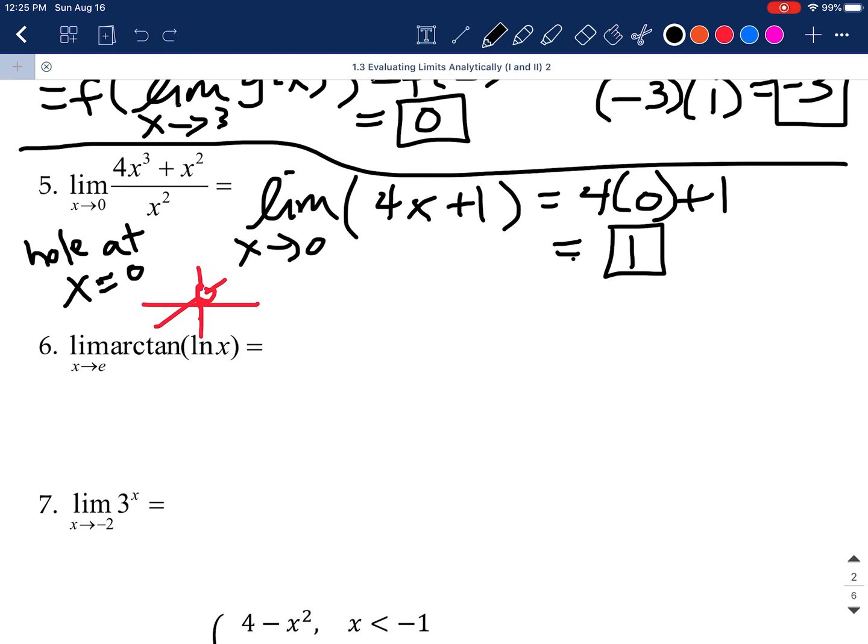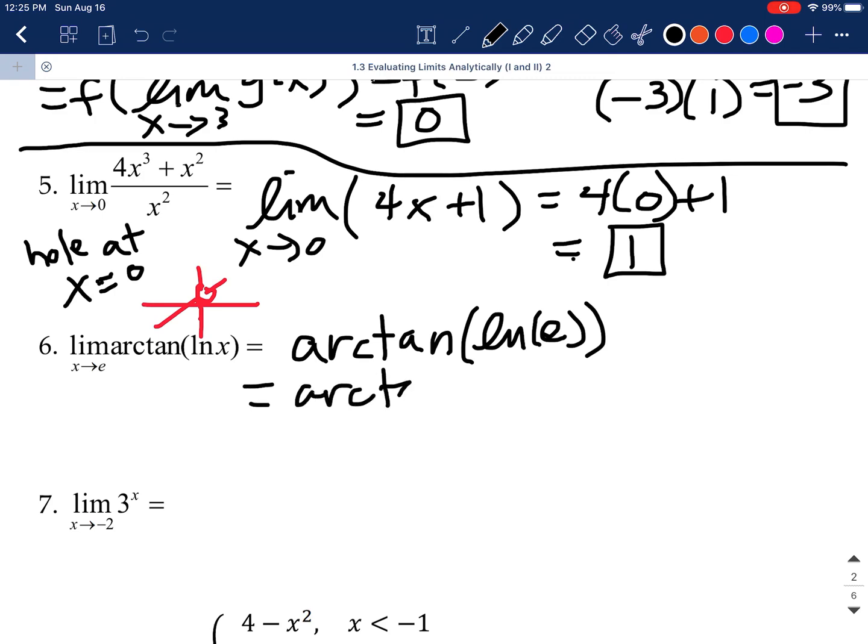And so we'll get arctan of the natural log of e. So using direct substitution, the natural log of e is just 1. And arctan of 1 is pi over 4.